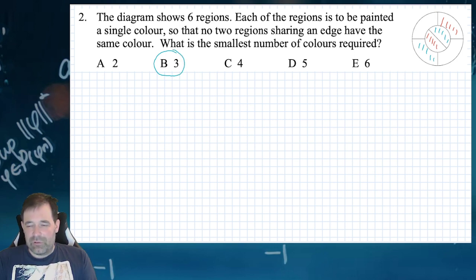There is a theorem called the 4-colour theorem, which means you can actually do any diagram in 4 colours or fewer. It took a long time to prove that, but I know it's not going to be 5. It can't be 5 or 6 based on the 4-colour theorem.